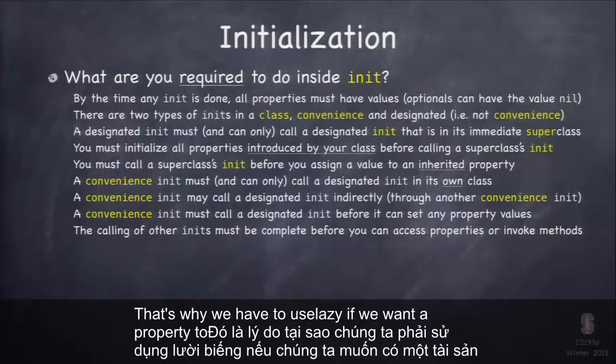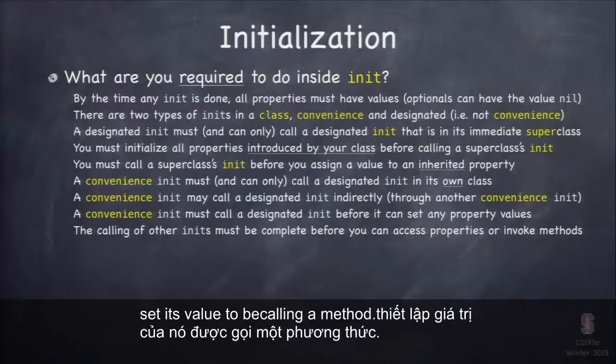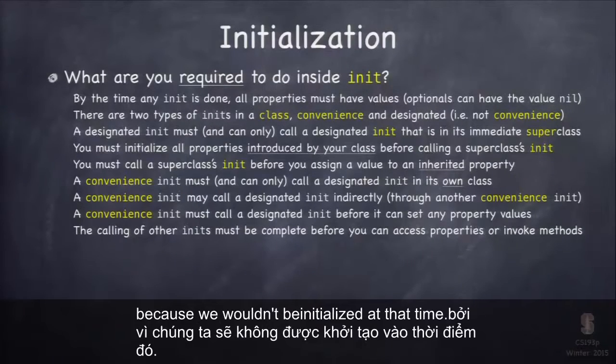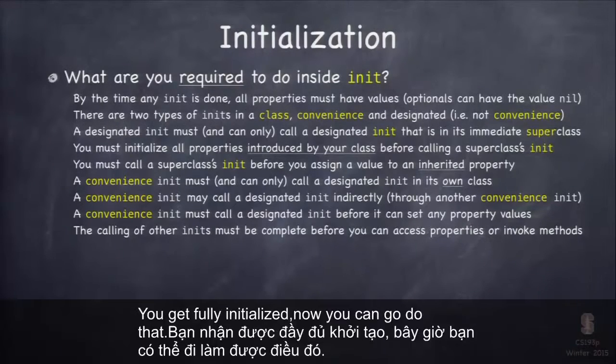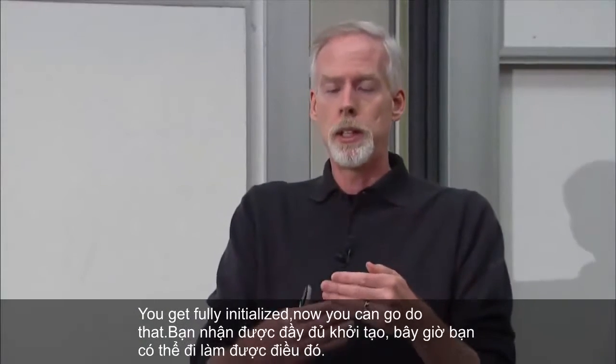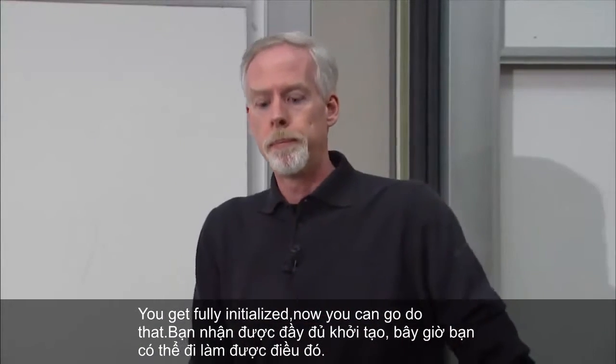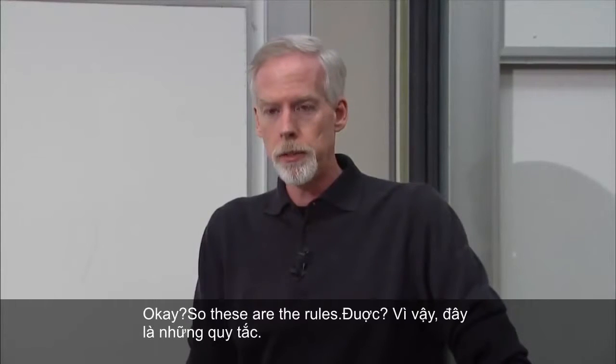That's why we have to use lazy if we want a property to set its value by calling a method, because we can't do it non-lazily because we wouldn't be initialized at that time. We'd still be in the process of initializing. It's kind of a 2-phase initialization. You get fully initialized, now you can go do that. Okay, so these are the rules.